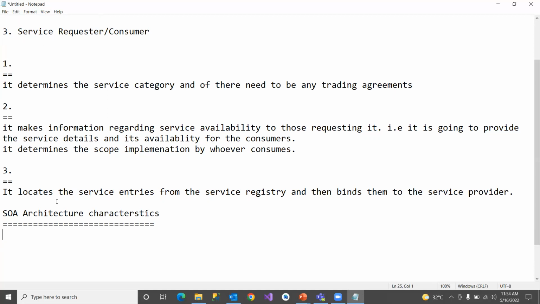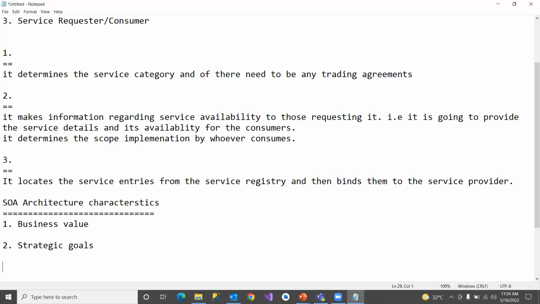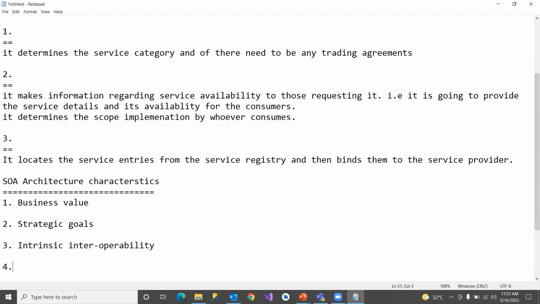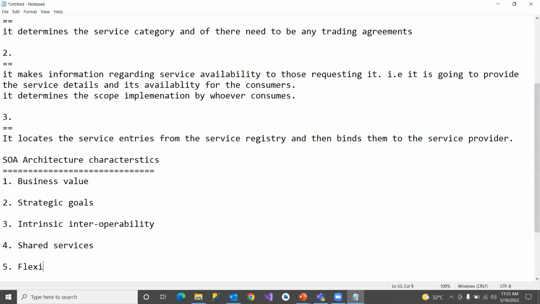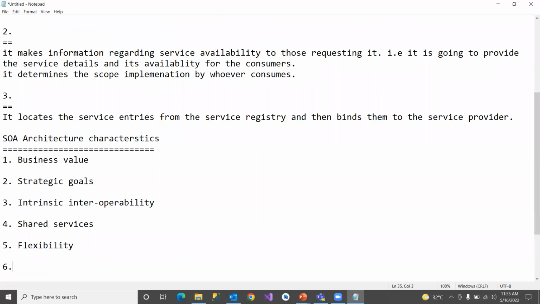These core values include: one is business value, and the second one is strategic goals, and the third one is intrinsic interoperability, and the fourth one is shared services, and the fifth one is flexibility, and the last one is evolutionary refinement.